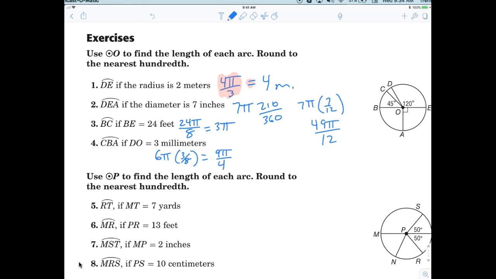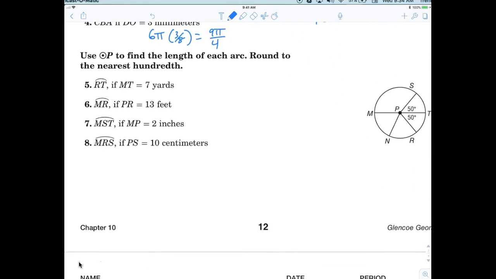Okay, so now we're looking at the next one. MT, what is that? A diameter. So the circumference is 7 pi, and RT is 50, so it'd be 5 over 36, right? Crossing them out. 5 over 36, so my answer is 35 pi over 36. Are we agreeing?